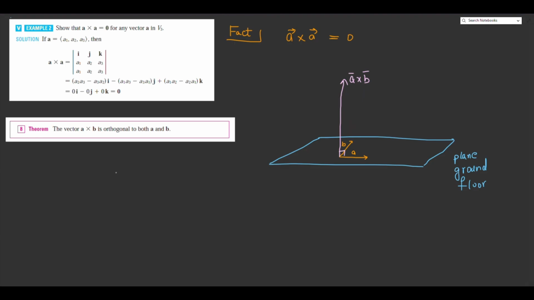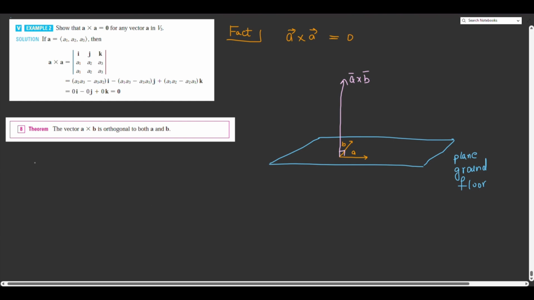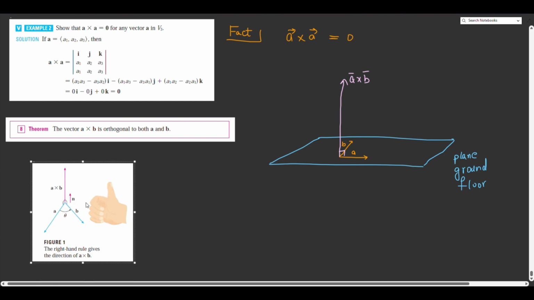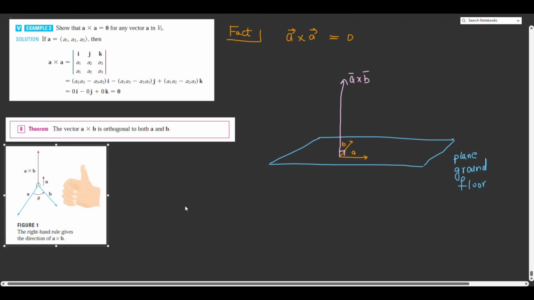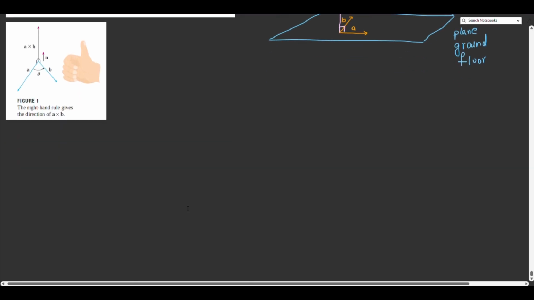So this is a fact you need to remember, and you can imagine this with the help of the following diagram. Okay, so here we have this diagram. This is called the right hand rule. Here we have the vectors A and B, and the vector A cross B is perpendicular to both the vectors A and B.